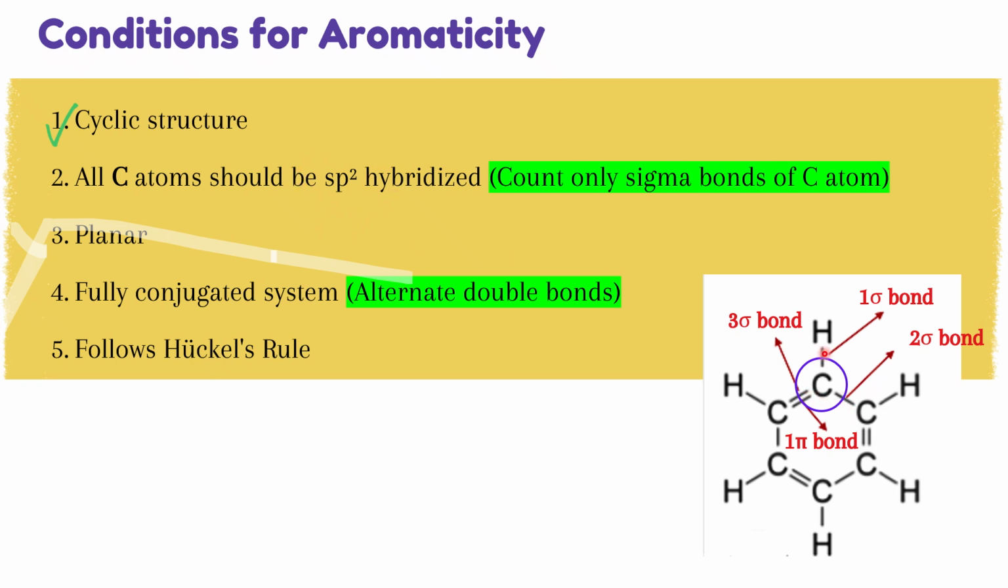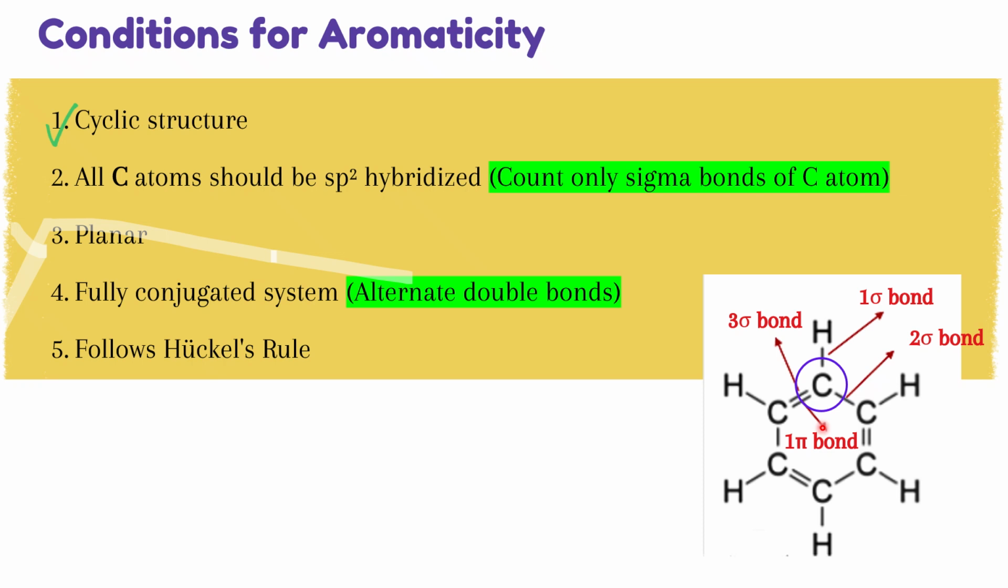So here I have selected this particular carbon atom which I have marked over here. Now let us check for the bonding. Here are the 4 bonds of this carbon atom. I can see that this bond is a sigma bond, this bond is also a sigma bond, this bond is also a sigma bond, and this bond is a pi bond.